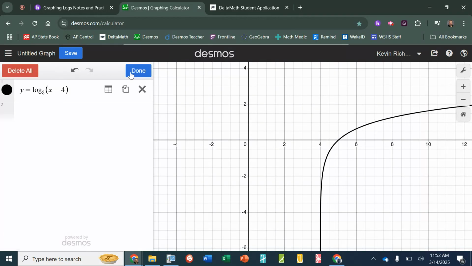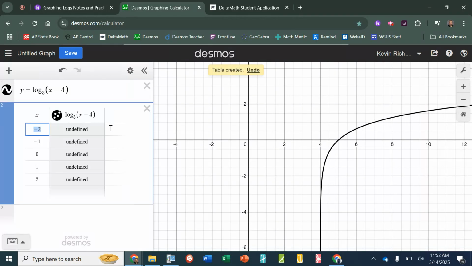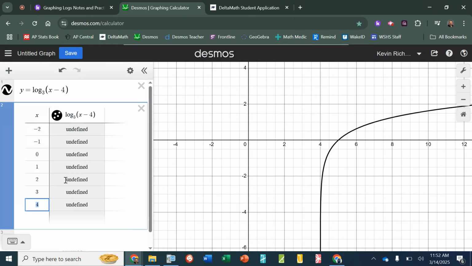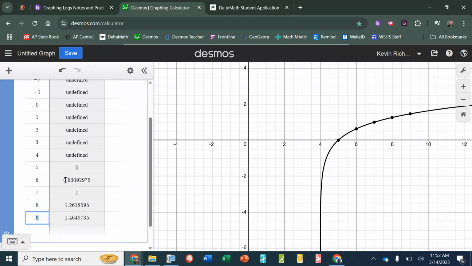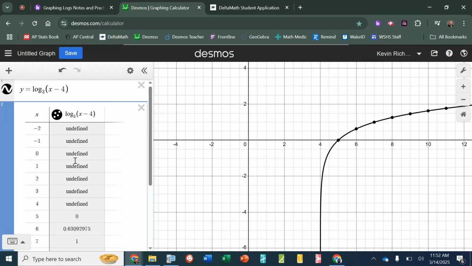In fact, I can even get a table of values. I can come in and get a table. And notice here, it's undefined all the way up to 4, because 4 minus 4 would give us 0.